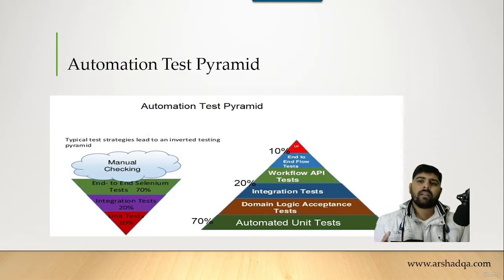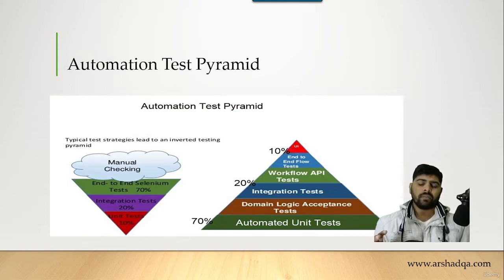So in the test pyramid, on the right-hand side you can see automated unit tests. Then after unit tests we have acceptance tests, integration tests, API level tests, and then we move towards end-to-end tests and UI tests. If we automate most of our tests at unit level, suppose 70% at unit level, we are left with 20% at API and integration level, and only 10% for end-to-end or UI testing. If this is the best approach, we should adopt this automation test pyramid.